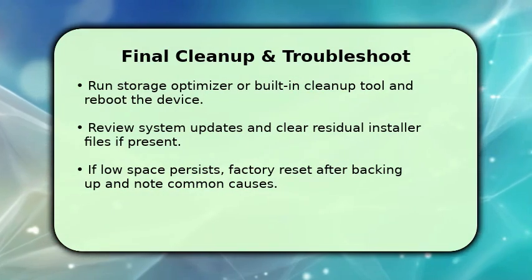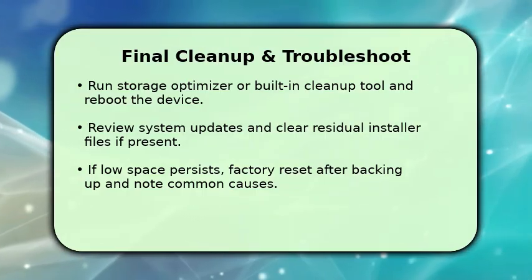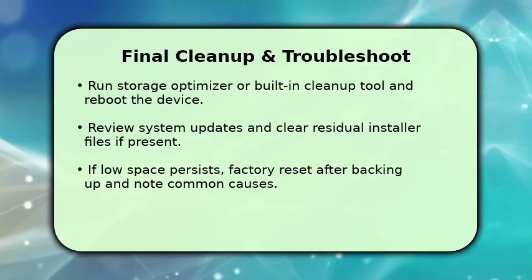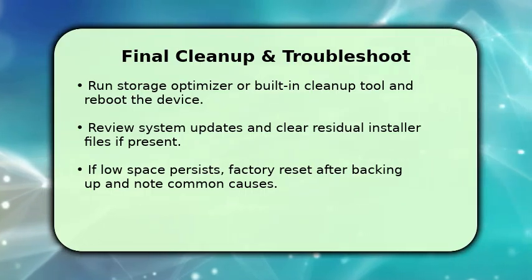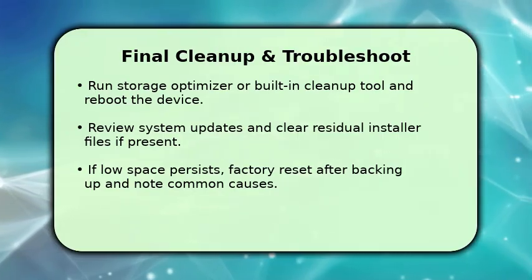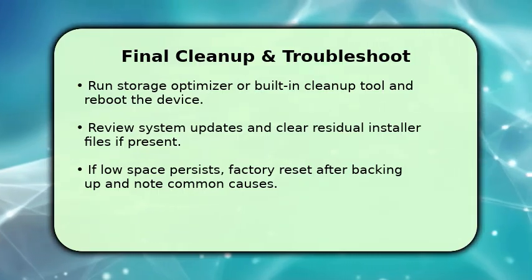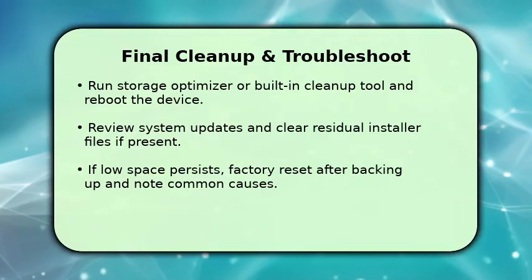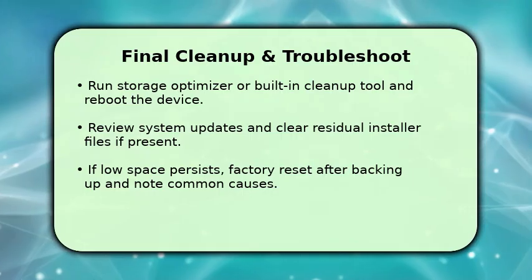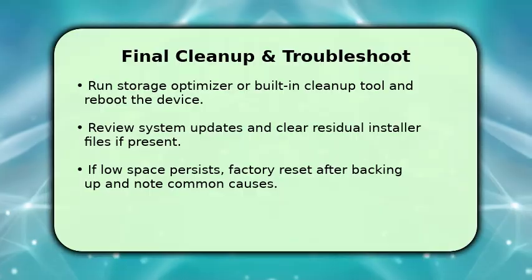Finish by running the built-in storage optimizer or a trusted cleaner, and then reboot your phone to apply changes and free locked files. Check for leftover installer or temp files and remove them, and review system updates that may have stalled. If storage still reads low, consider a factory reset only after a complete backup. This removes hidden system clutter. If problems continue, try safe mode to identify a misbehaving app, uninstall recent installs. These final steps resolve most persistent storage issues.